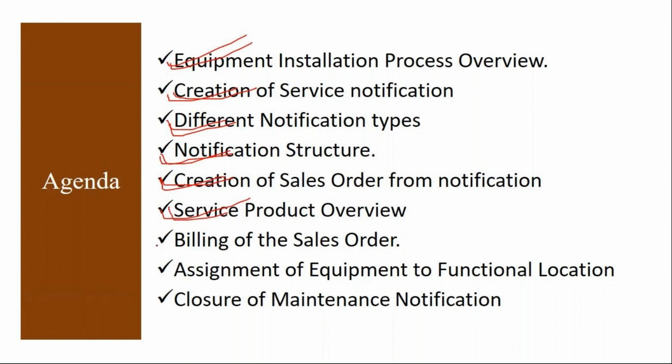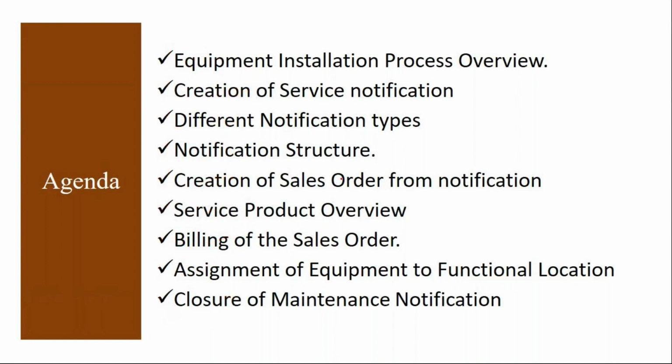Then billing for the sales order. And then assignment of equipment to the functional location. After it is installed, the equipment will be assigned to the functional location as installed at. How to do that? We will see. And finally, closure of the notification. So these are the topics we will be covering in the equipment installation process.